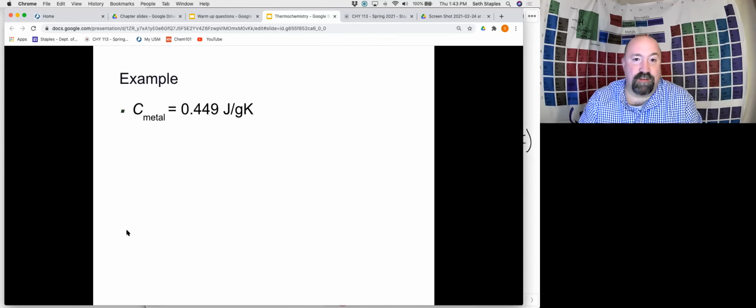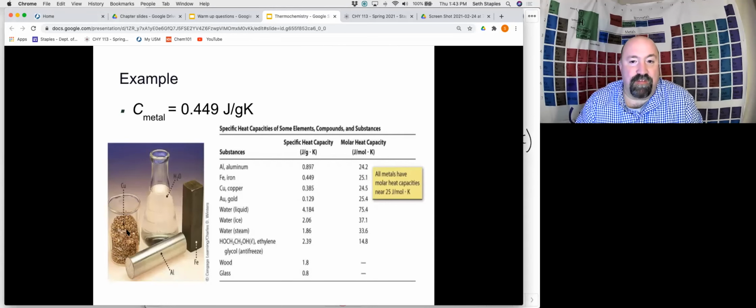Hopefully you got 0.449 joules per, again, gram Kelvin or gram degree C. We can then use a table of specific heats to find that 0.449 is the specific heat of iron. And so this gives us a pretty good clue that our unknown metal is probably iron.